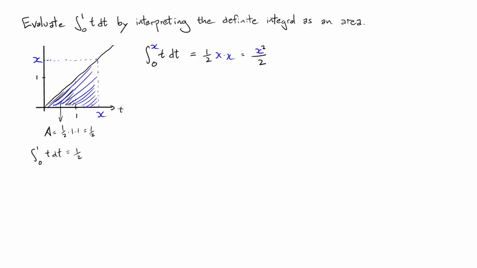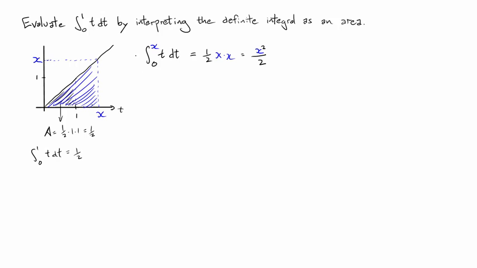Now what we're saying is the definite integral from 0 up to x, where x is a variable here that could be any number we want, of the function f of t equals t is x squared over 2, the area of this triangle.